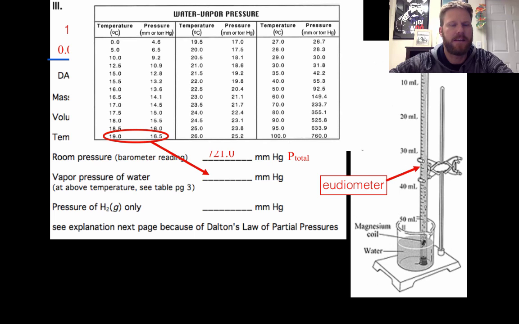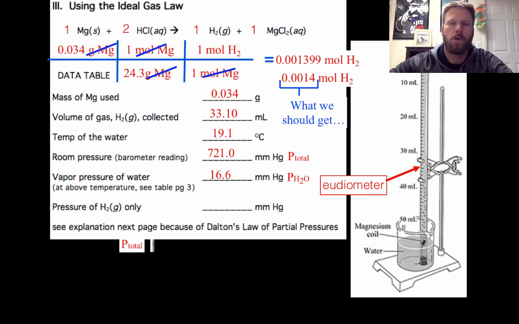It's around 19, so we know it's around 16.5. Well, we were 19.1, and if we look, 19.5 is 17, so it seems to be going up by a unit of 0.1, so 19.1 we'll call 16.6 millimeters of mercury for the pressure of water that is collected in that gas. So to get the pressure of just the hydrogen gas, we can make use of Dalton's law of partial pressures. I'll explain this more in a second, but basically the total pressure of a sample of gas is equal to the individual pressures that make up that gas.